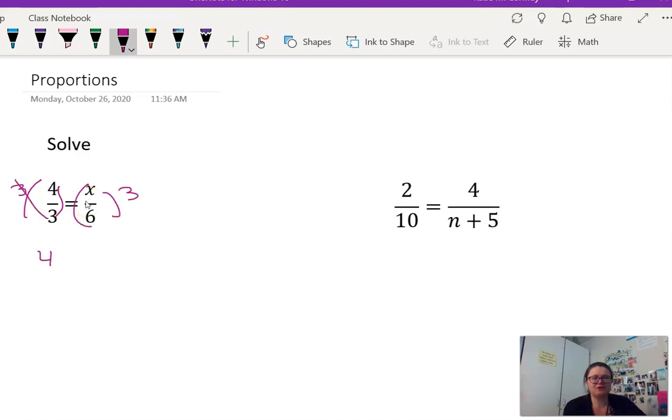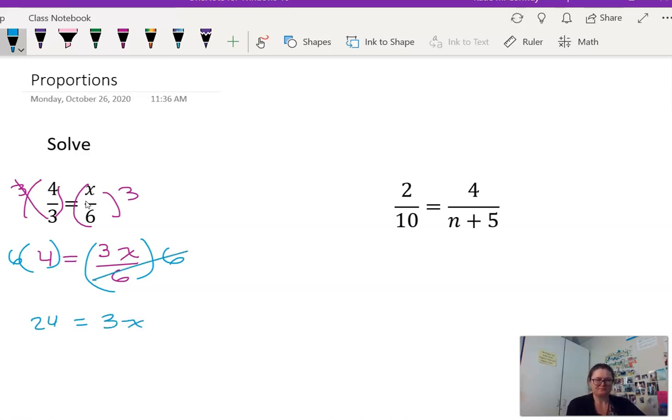So you'd have 4 equals 3x over 6, and then take a second step to multiply both sides by the denominator on the other side. So you'd multiply both sides by 6. So that's 24 equals, and then this time these two cancel, so you'd have 3x. That is sometimes just a little easier because you don't have to think as hard.